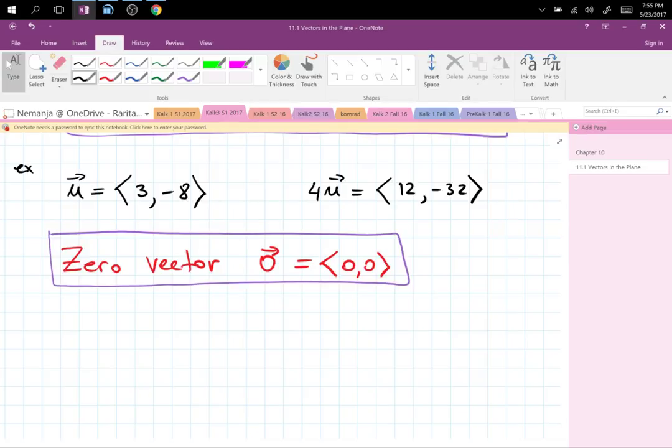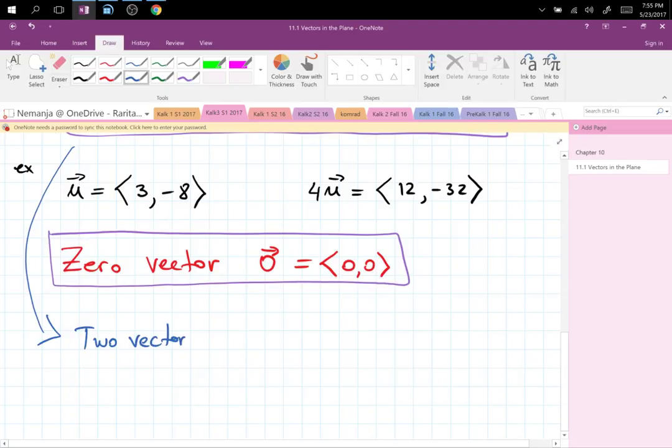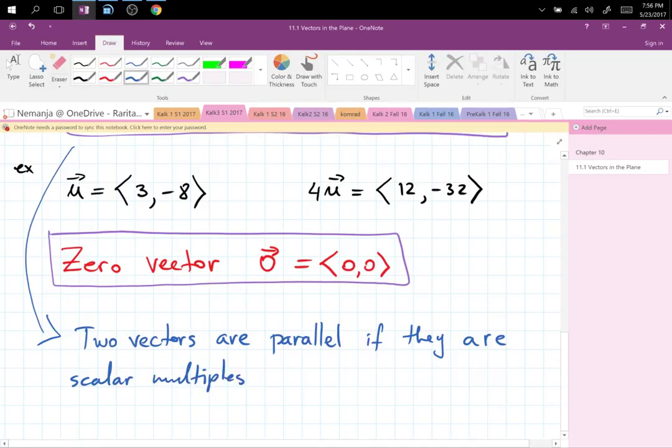One thing that I forgot to mention regarding this scalar multiplication is that two vectors are parallel if they are scalar multiples of each other.